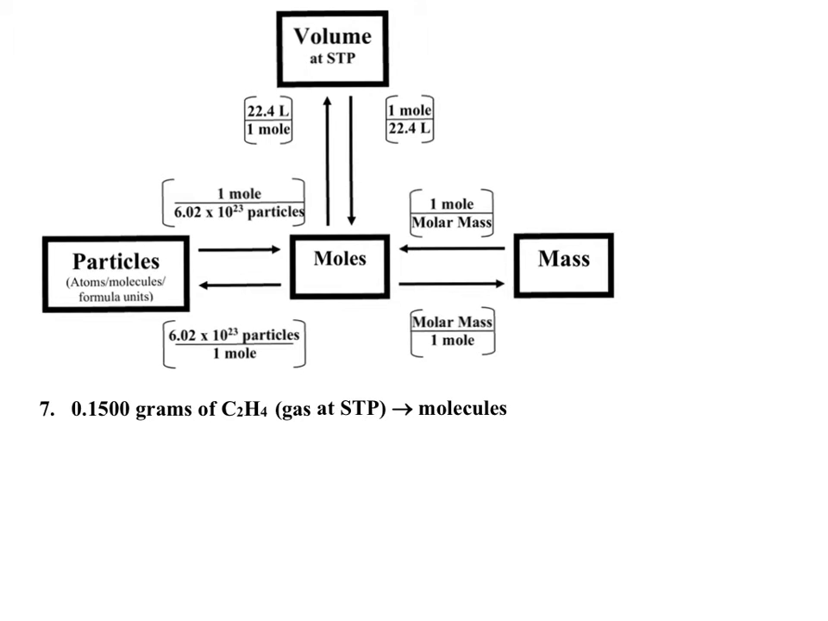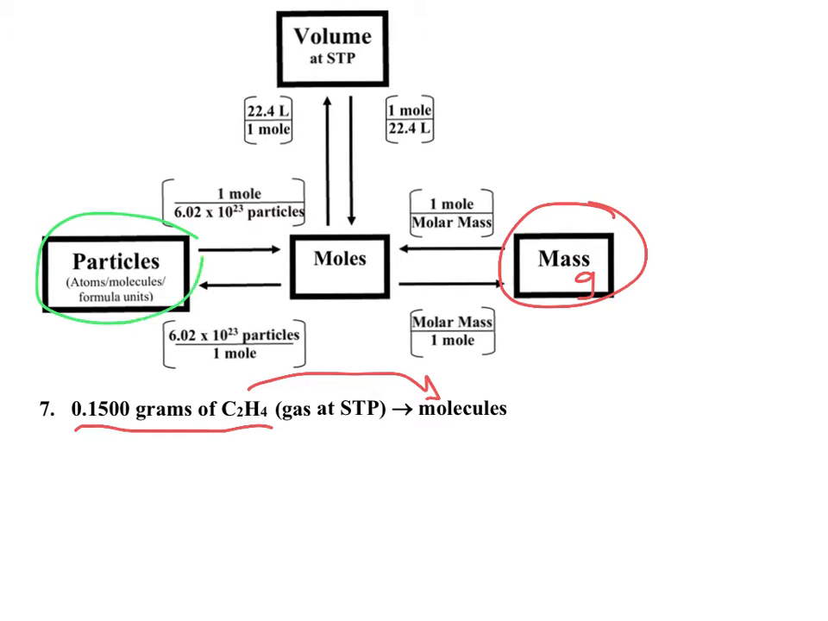Coming back, part 2 of worksheet number 3, which is on two-step mole problems. Let's keep moving forward. First of all, we always have to know where we're beginning. For number 7, I've got 0.15 grams of C2H4. If I'm starting in grams, that means I'm starting at mass island. If I want to get to molecules, that means I'm trying to end at particle island.